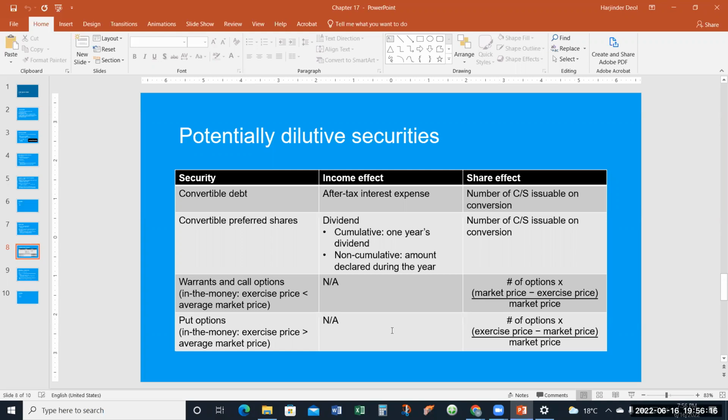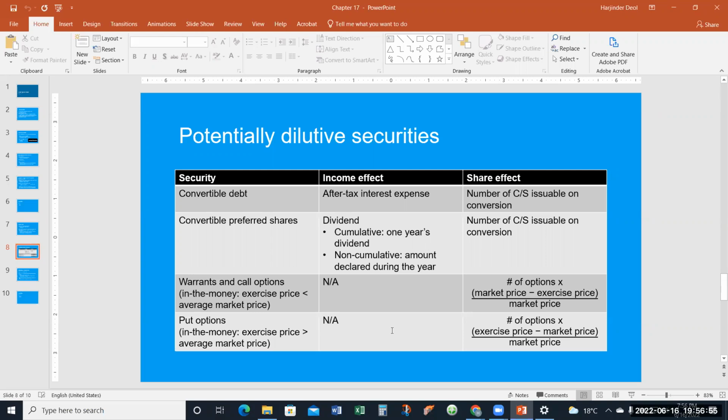Now, because interest is deductible for tax purposes, interest expense reduces income before taxes, but it also therefore flows through onto the lower income tax expense as well. So when a company is considering the calculation of diluted EPS, you want to add the income effect, which will be the interest expense that will be saved if the bonds are converted, but you've got to make sure that you do the calculation on an after-tax basis.